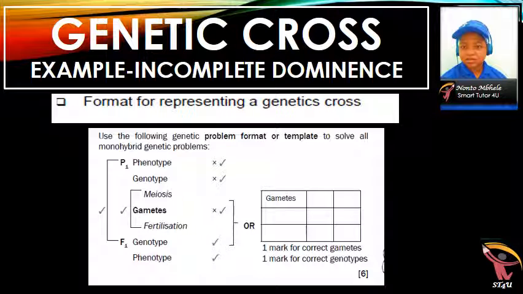So we are busy with incomplete dominance in this lesson, and the guideline that we are looking at is the format for representing a genetic cross. Listen, my grade 12 learner. In all the genetic crosses, we follow the same format. If you understand the format of solving genetic crosses, you will never have a problem. Whether you're solving blood groups, monohybrid crosses, or sex-linked diseases, it does not matter. The format is always the same, as I've been showing you.